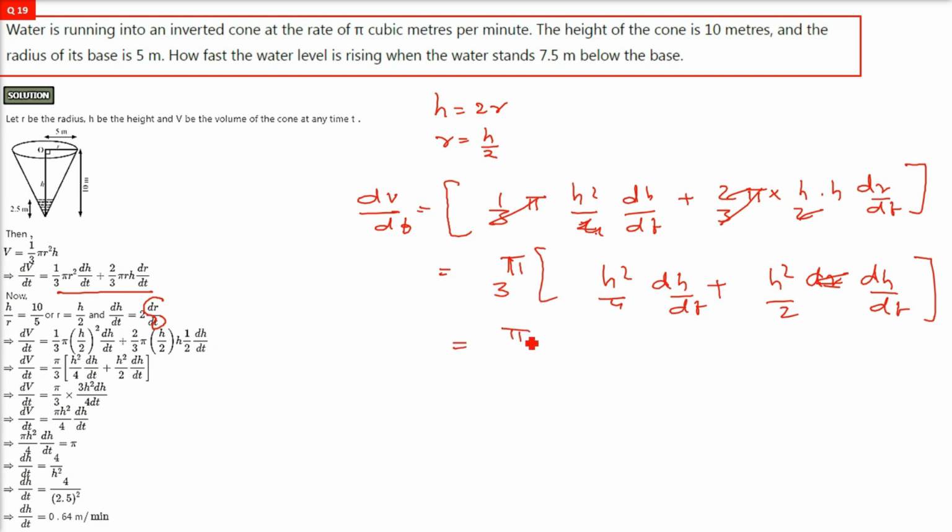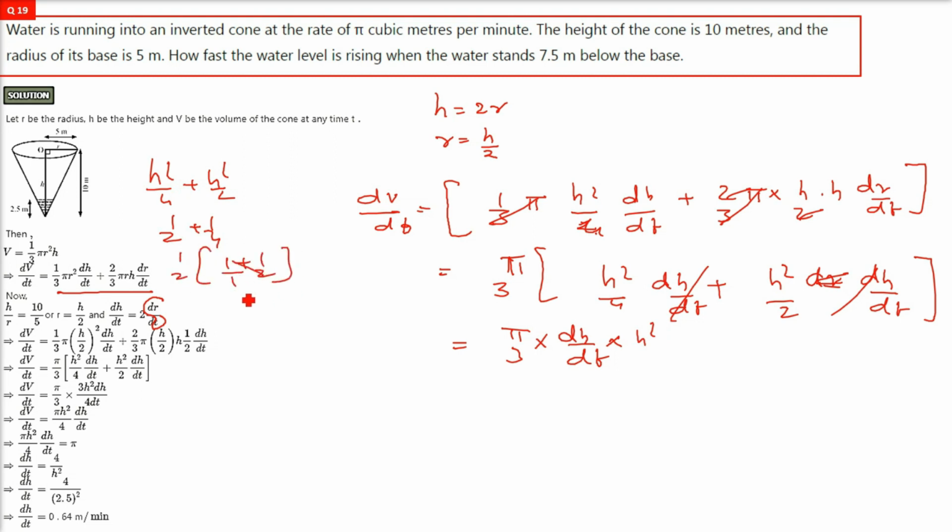Okay, so you can take this pi by 3 outside. dh by dt also you can take outside. So you have h square by 4 plus h square by 2 inside. So you have 1 by 2 plus 1 by 4. So you have this 1 by 2 you can take common, and you have 2 plus 1 by 2, so you have 2. So this is 3 by 4. So finally what we got? Pi h square by 4 dh by dt. This is dv by dt.